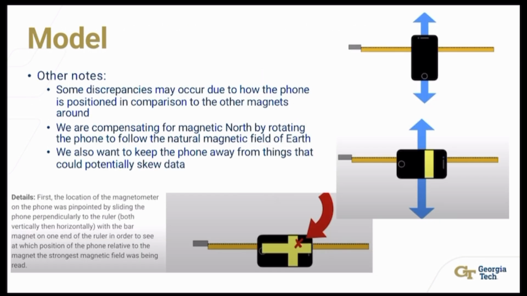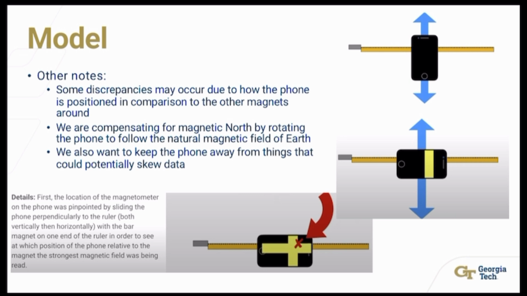To create our model, first we want the location of the magnetometer on the phone pinpointed by sliding the phone perpendicularly to the ruler, both vertically and then horizontally, with the bar magnet on one end of the ruler, in order to see at what position of the phone relative to the magnet the strongest magnetic field was being read.